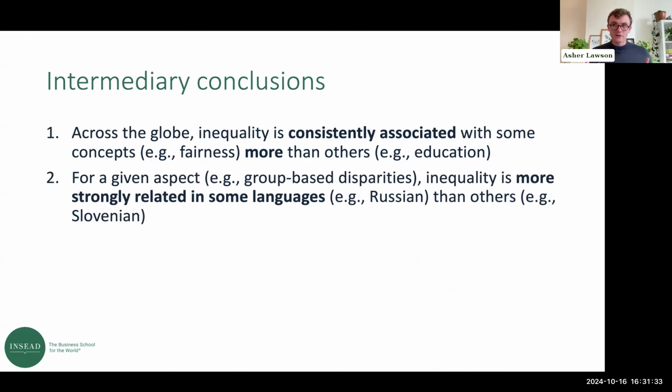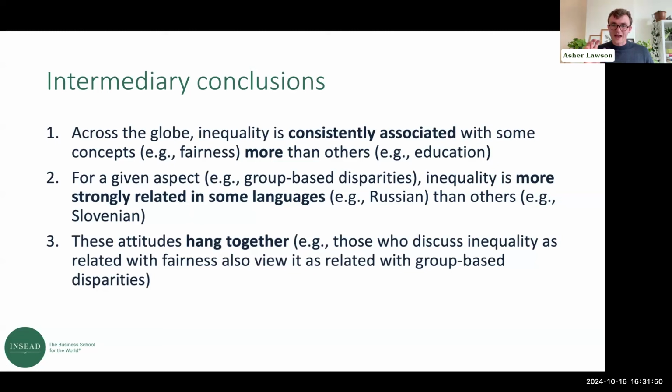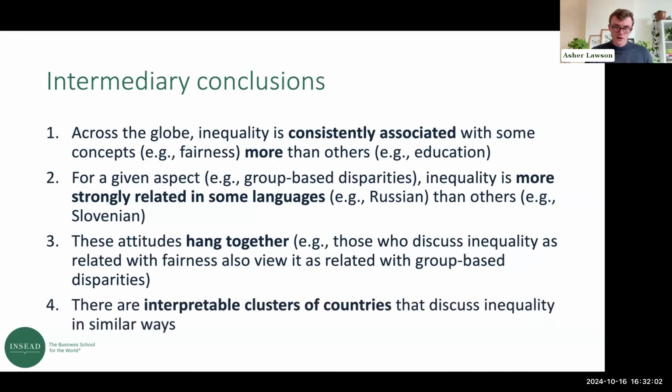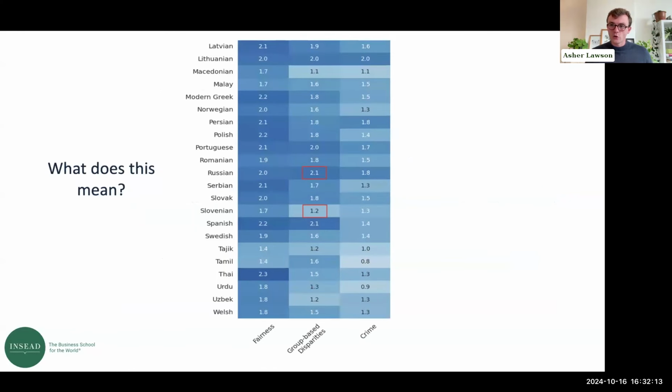We also see that there's this meaningful variation within each feature. If we take a given aspect, so the association of inequality with group-based disparities, you can see stronger relations in some languages than you do in others, even ones that might be somewhat culturally similar. We saw that these attitudes hang together. So we saw those positive correlations showing that a country that tends to discuss inequality as related with fairness would also view it as related with something like group-based disparities. And finally, we saw those interpretable clusters of countries, where it really appears that we're detecting something meaningful in the language. But the next question is, what can this tell us about culture?